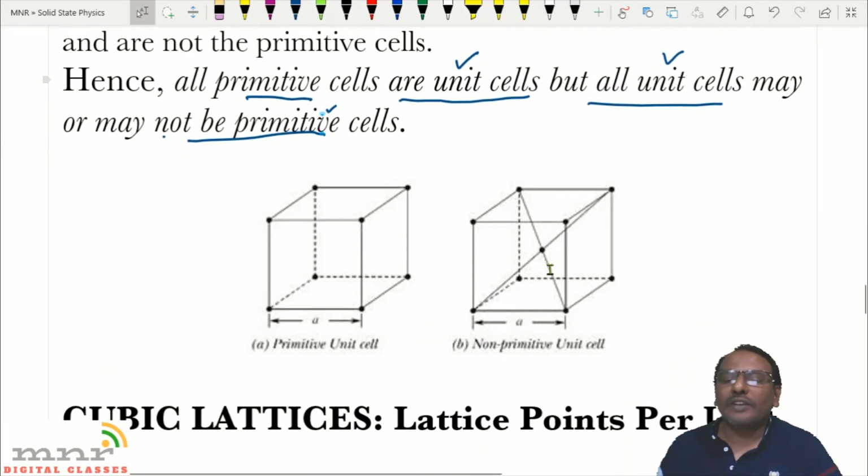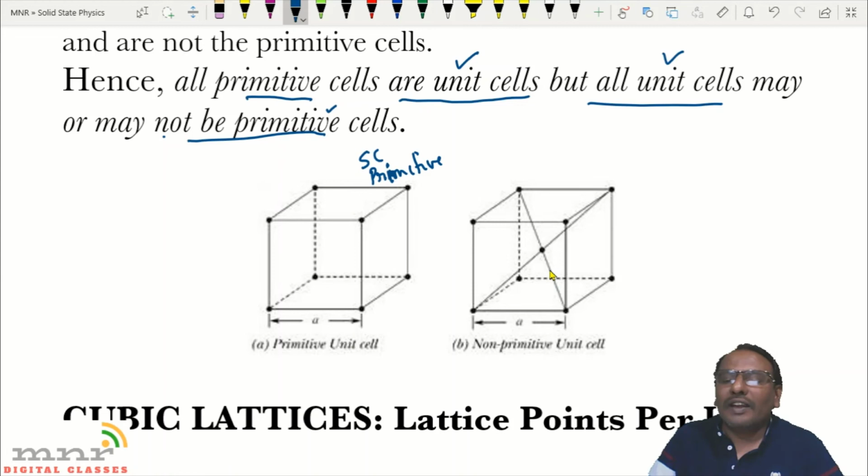If we take the cubic structure, a simple cubic structure has lattice points, or atoms, only at the corners. So this is a primitive cell. A simple cubic unit cell is a primitive cell, whereas BCC and FCC contain additional lattice points. For example, the BCC structure shown in this figure has an additional lattice point at the center. So it does not represent a primitive cell, but it is a non-primitive cell.